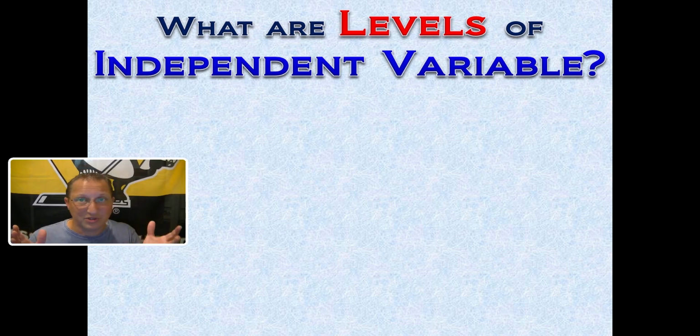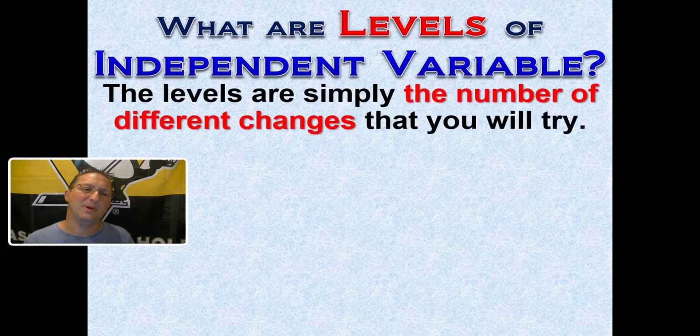We talk about levels. So this might be new to a lot of you, but you've been doing levels, you may not have called it levels. So what's a level of an independent variable? The level of the independent variable simply describes the number of different changes that you're going to try.